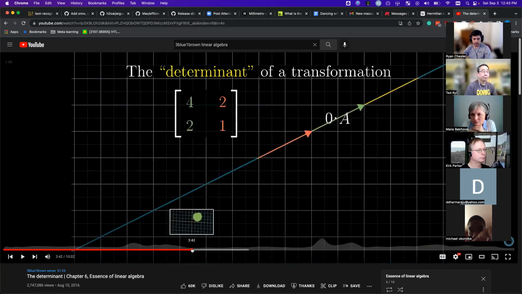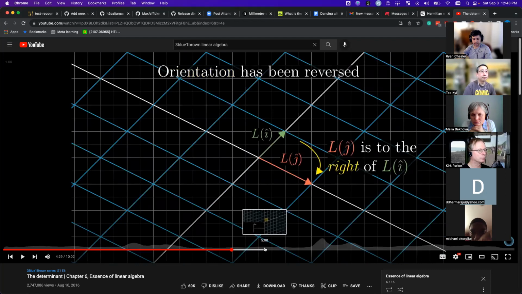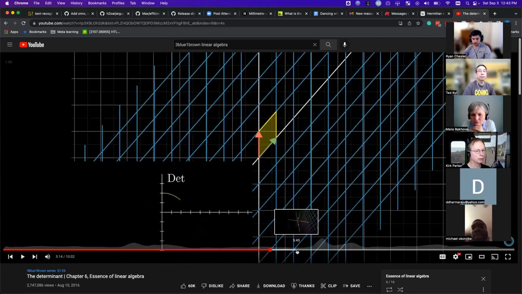And there's a few more examples of this, like showing when it's 0, one of the dimensions gets crushed down and stuff like that. So if anyone wants a further visual look at this, I recommend this video.